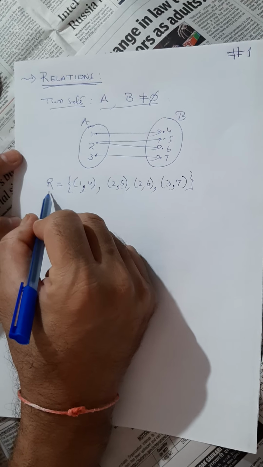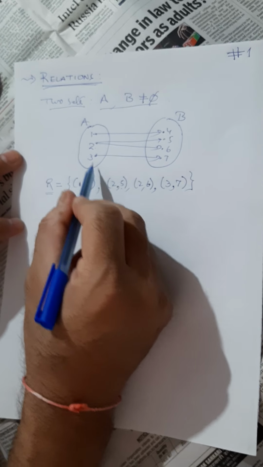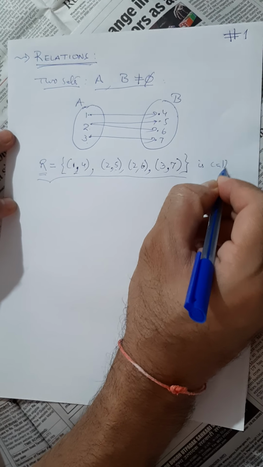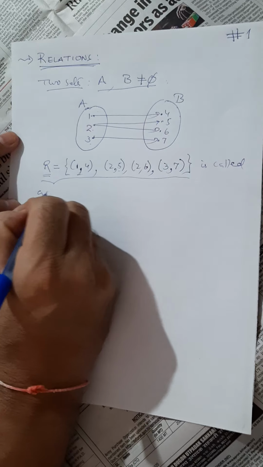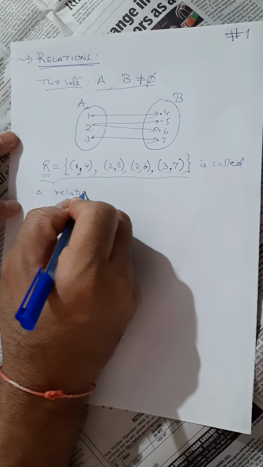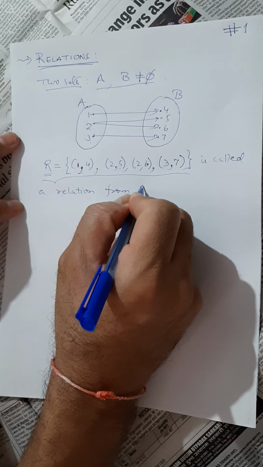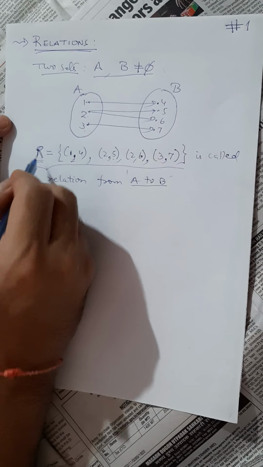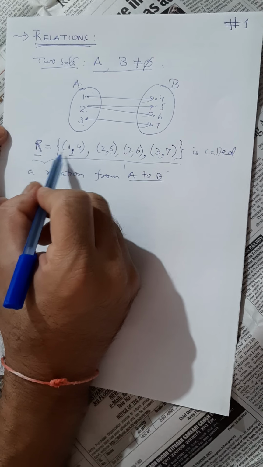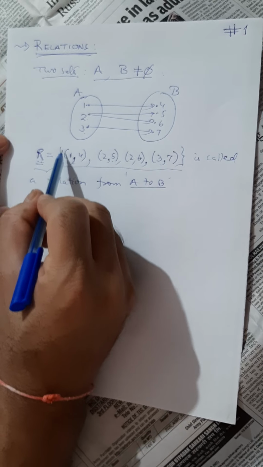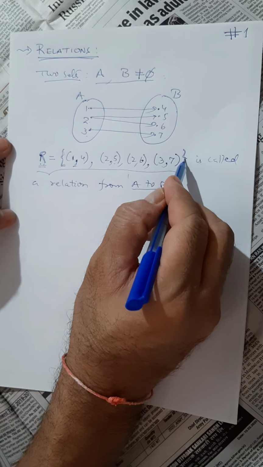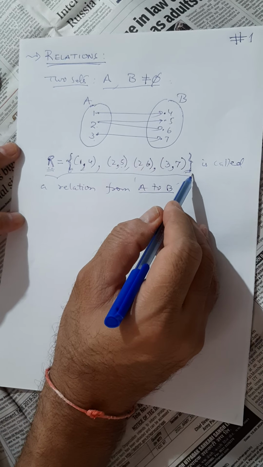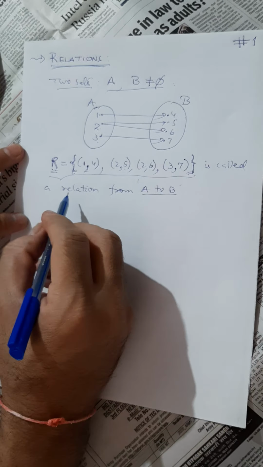Now to form this set, you took members of A and B. So sometimes this is called a relation from A to B. It's normally denoted by capital R. So what is a relation? A relation is a set, curly bracket, you recall. A relation is a set whose members are ordered pairs.